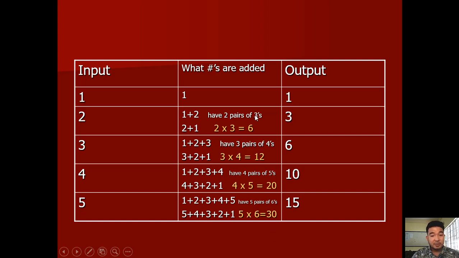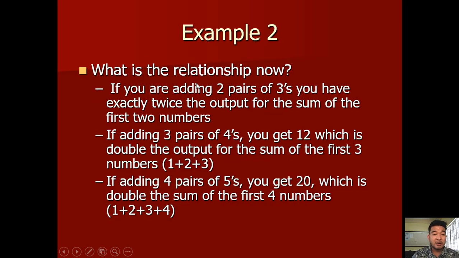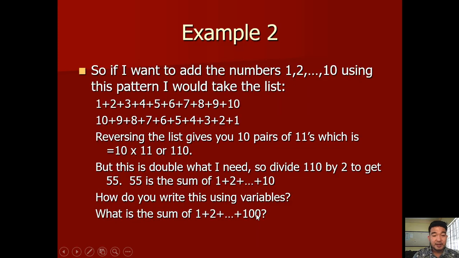In here, you have 2 pairs of 3s, so that's 2 times 3 is equal to 6, 3 times 4 is equal to 12, 4 times 5 equals 20, 5 times 6 equals 30. So what is the relationship now? If you are adding 2 pairs of 3s, you have exactly twice the output for the sum of the first 2 numbers. If adding 3 pairs of 4s, you get 12, which is double the output for the sum of the first 3 numbers, 1 plus 2 plus 3. If adding 4 pairs of 5, you get 20, which is double the sum of the first 4 numbers. And so on.